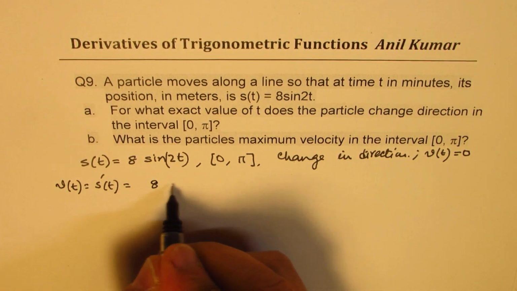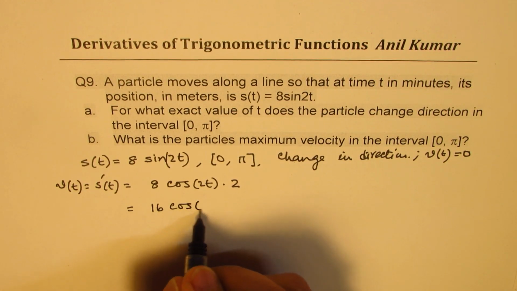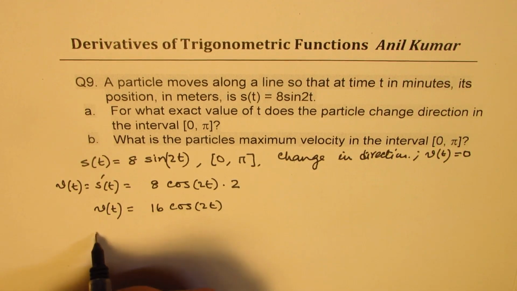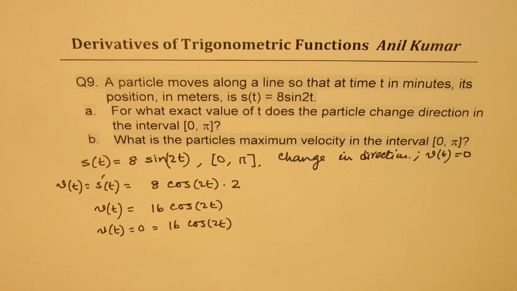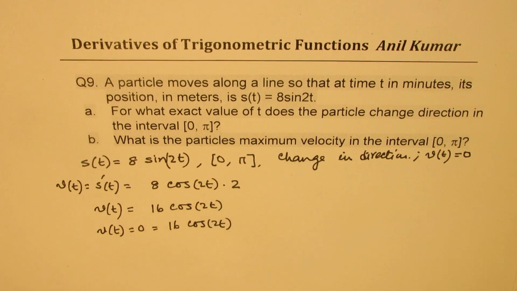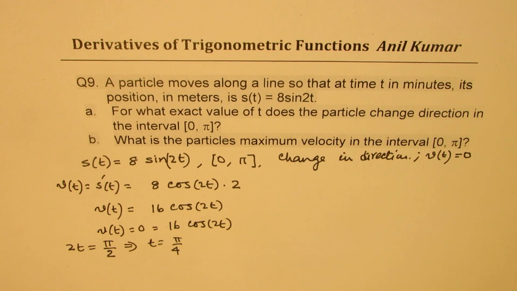So velocity of this function is derivative of displacement. So that gives you 8 cos 2t times 2, right? So which is same as 16 cos 2t, which is the velocity. Now to find the critical number, let's equate this velocity to 0. So we get 16 cos 2t equals to 0. Now when is this equal to 0? Well, cos is 0 at, within this interval, it will be 0 at pi by 2, correct? So we can substitute pi by 2 here and get our answer, right? So as you know, this function will be 0 for 2t equals to pi by 2. Correct? So that implies that t equals to pi by 4. So that is our answer, correct?